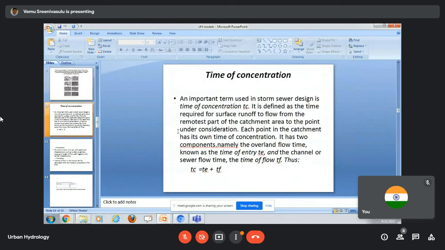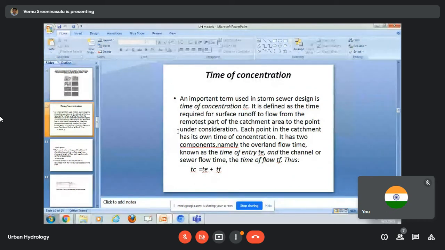So, time of concentration. What is the time of concentration? It is an important term used in storm sewer design. It is defined as the time required for surface runoff to flow from the remotest part of the catchment area to the point under consideration.